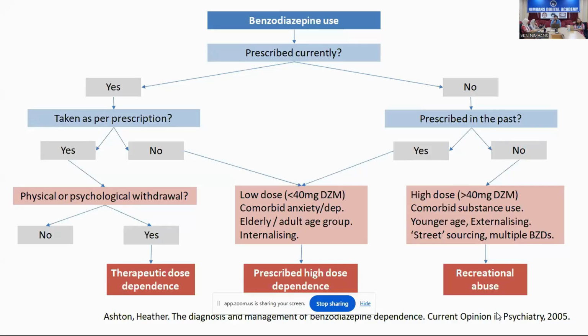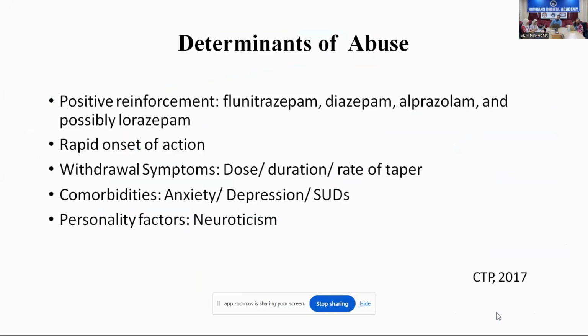If they had been prescribed in the past and they are now using it without prescription, again, it will fall in the category of prescribed high dose dependence. But if they have not been prescribed in the past and are younger, externalizing spectrum, they are just using benzodiazepines to chase that high, as I mentioned, then this is something called recreational abuse. Okay. Right.